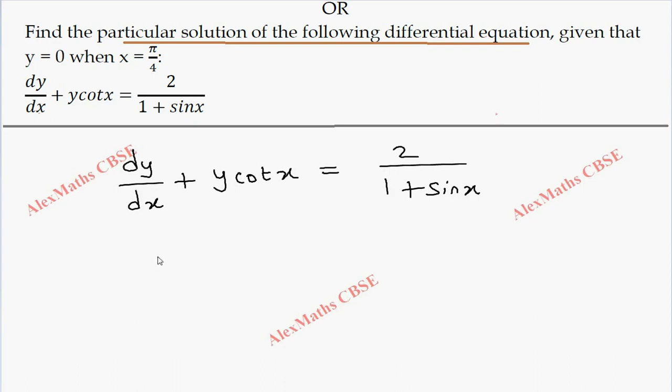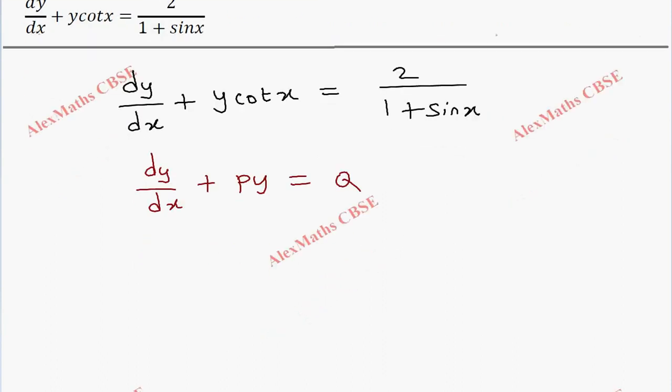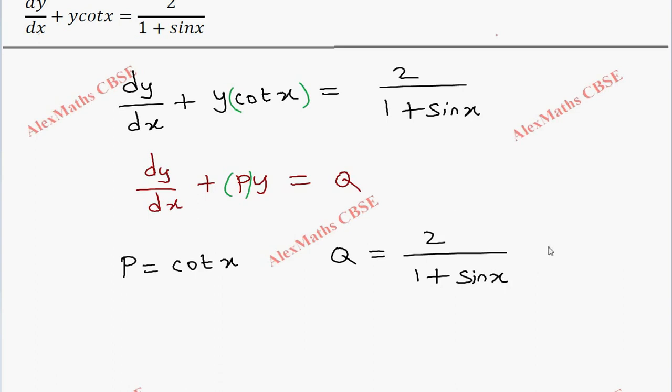This is of the form dy by dx plus py equal to q. So from this we know p is cot x. P is the term which is with y. Similarly, cot x is the term with y. So we take p as cot x and q is the term which is on the right hand side, 2 by 1 plus sin x.